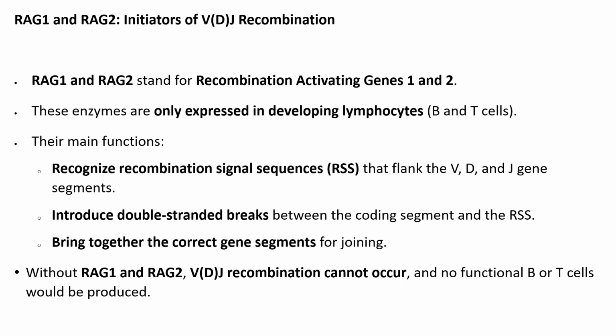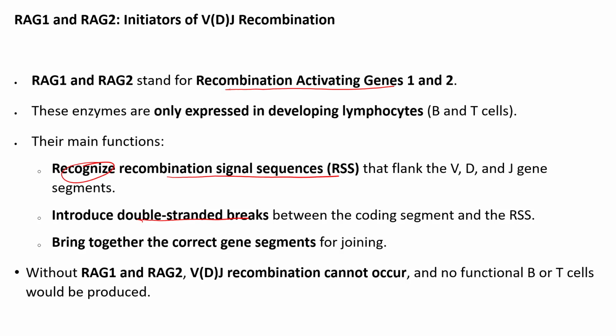RAG1 and RAG2 stand for the recombination activating genes 1 and 2. These enzymes are only expressed in developing lymphocytes, and their main function is to recognize recombination signal sequences, which are RSS. They recognize these sequences that flank the VDJ gene segments, and they introduce double-stranded breaks between the coding segment and the RSS.